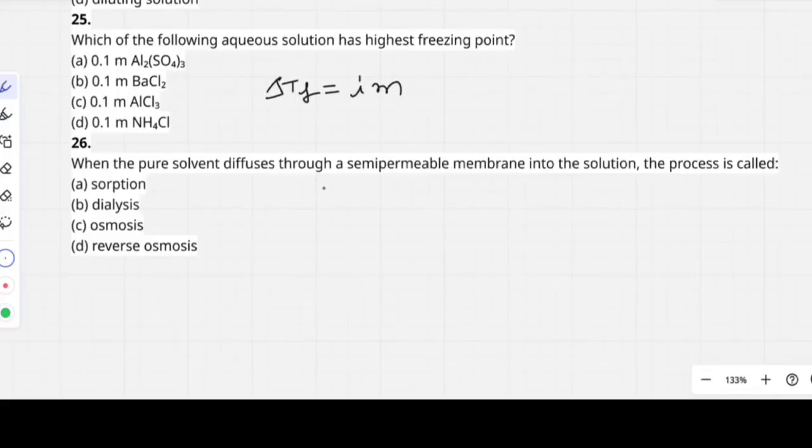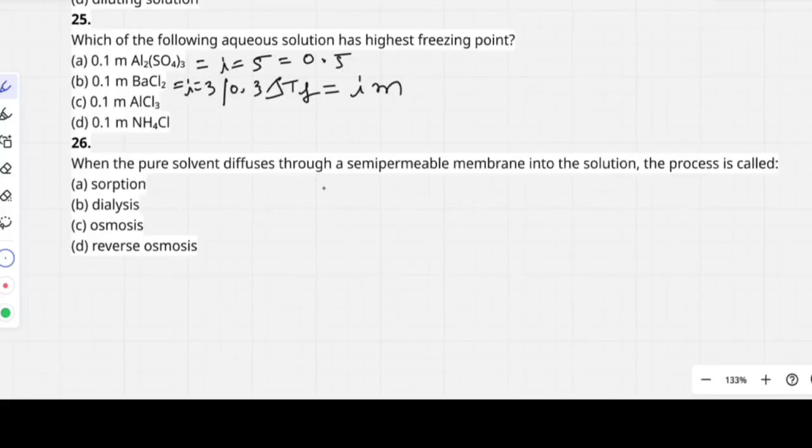See here, Al2(SO4)3 undergoes dissociation. On dissociation, it gives 2 Al3+ ions and 3 SO4 2- ions. So i is equal to 3 plus 2, 5 here. So 5 multiplied by 0.1, the answer is 0.5 ΔTf. Here for barium chloride, i is equal to 3. So 0.1 multiplied by 3 is 0.3.